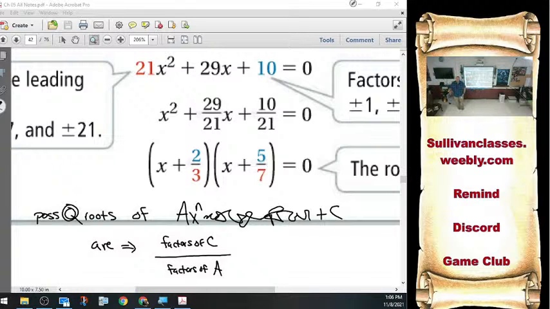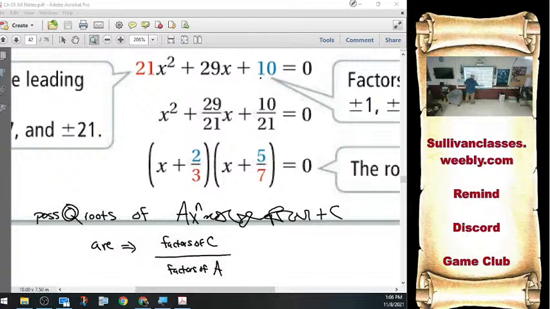So if I want to know what all the possible rational zeros of this quadratic are, I'll take all the factors of 10: 1, negative 1, 2, negative 2, 5, negative 5, 10, negative 10. All the possible ways I could multiply to make a 10, divided by all the possible ways to make a 21: 1, 3, 7, and 21, plus or minus.